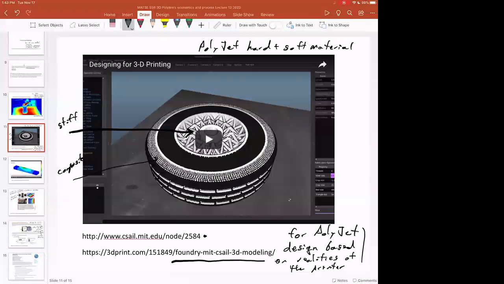And MIT has a nice video of that, but I think you'll encounter more and more of this design software with knowledge of the process embedded in the software. And this is starting to happen in some of the big packages like SolidWorks and AutoCAD Inventor, but this is where things are headed.